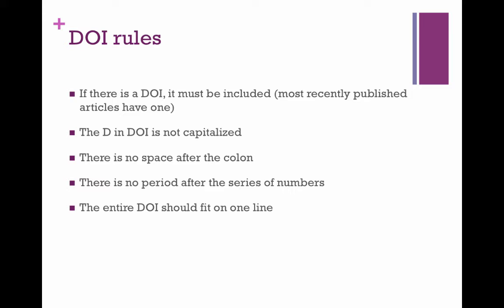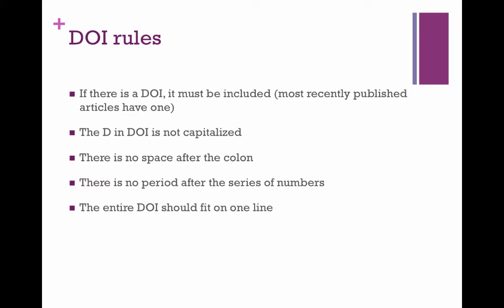So the first thing is, if there is a DOI, it must be included. You can find the DOI either on the title page of your article or where the article is found in a database or on Google Scholar or wherever you found it. If it does list one, you need to use it. However, obviously, if it doesn't have one, like if it's an older article, maybe 10 years ago or so, then it probably doesn't have one. But anything more recent than that, you need to make sure that it does not have a DOI because most will.